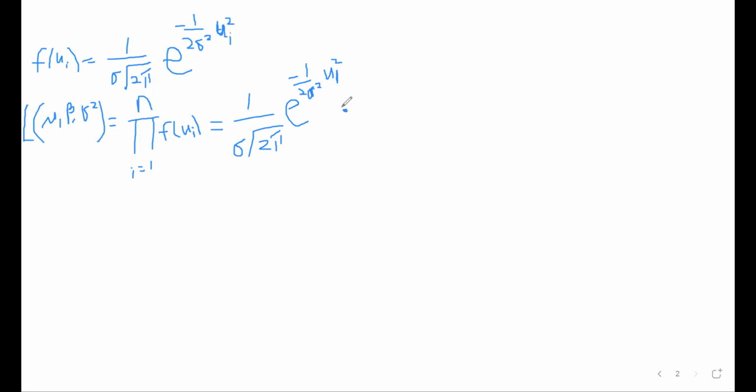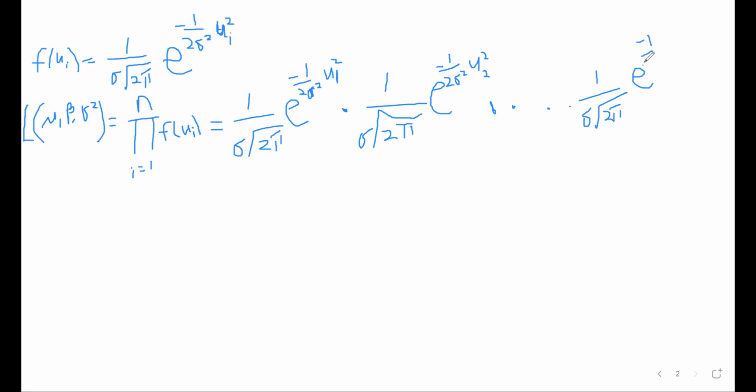Then I multiply by the second term. Remember, I multiply n times. So 1/sigma square root of 2 pi, e to the power -1/2 sigma squared. This is the second one, so u2 squared. Then we multiply all the way to the nth one. So 1/sigma square root of 2 pi, e to the power -1/2 sigma squared. Then we have u, the nth one, squared.